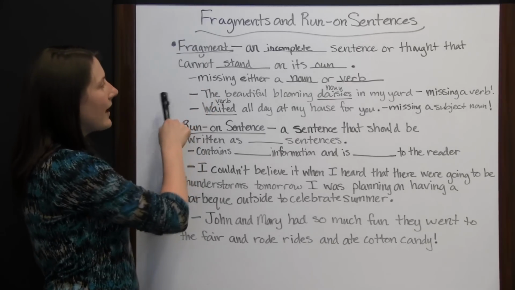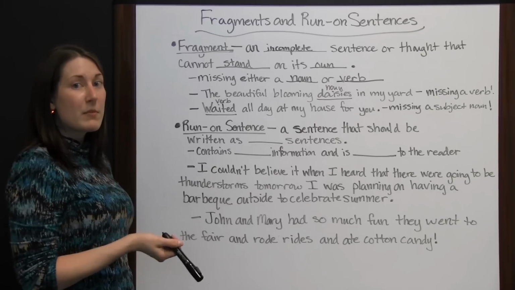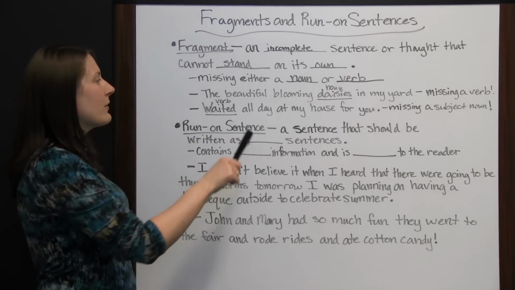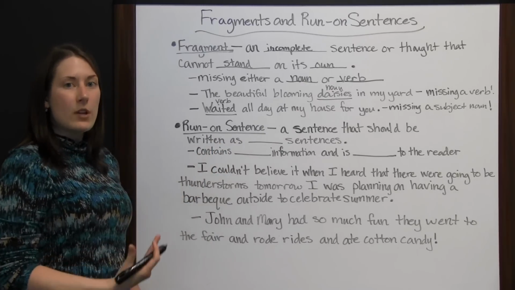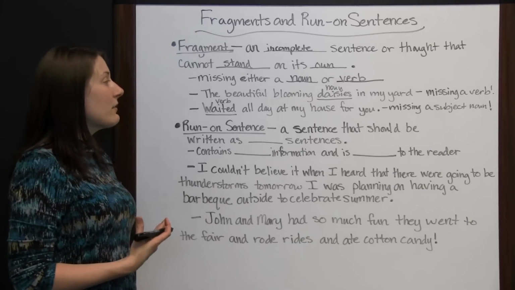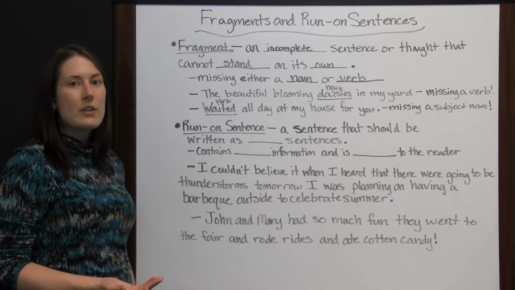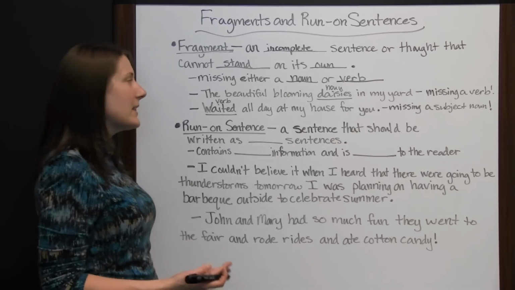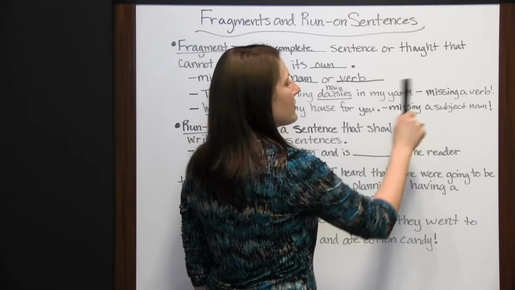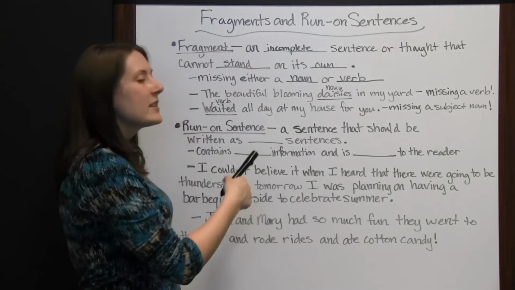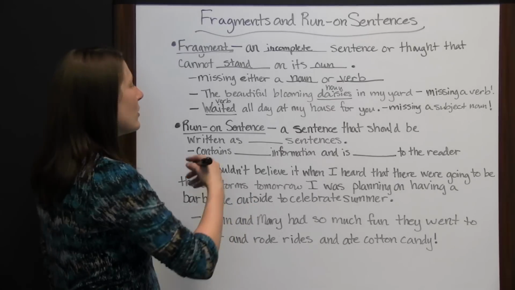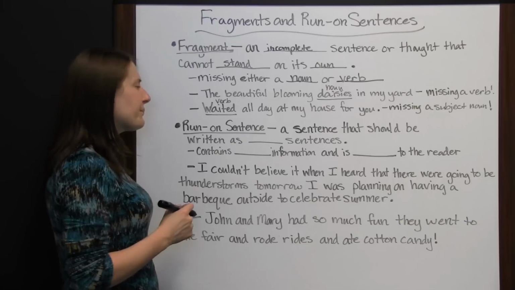So when you're looking for fragments, look for either a missing verb or missing noun, because if you're missing one of those, then your fragment cannot stand on its own and will not be a complete sentence. In your writing, you'll need to revise these, and often you can just add a little bit to a fragment to make it a complete sentence. The beautiful blooming daisies in my yard look so nice this time of year. Smell wonderful. Are going to win the contest. You can finish the sentence in any way.